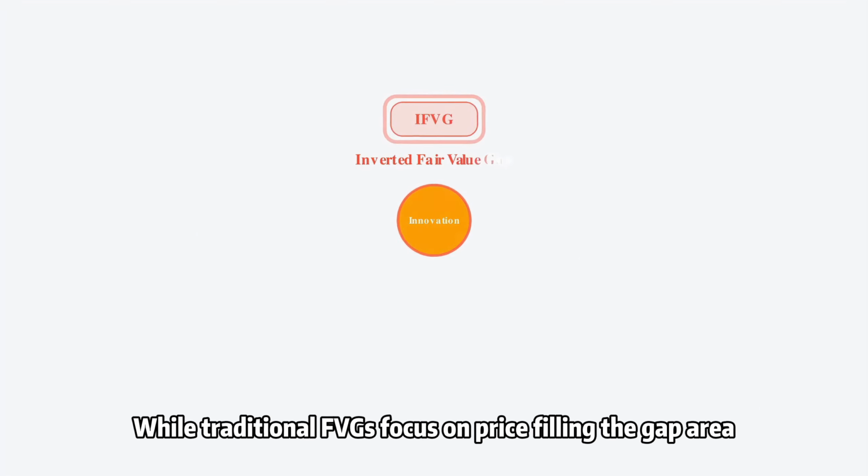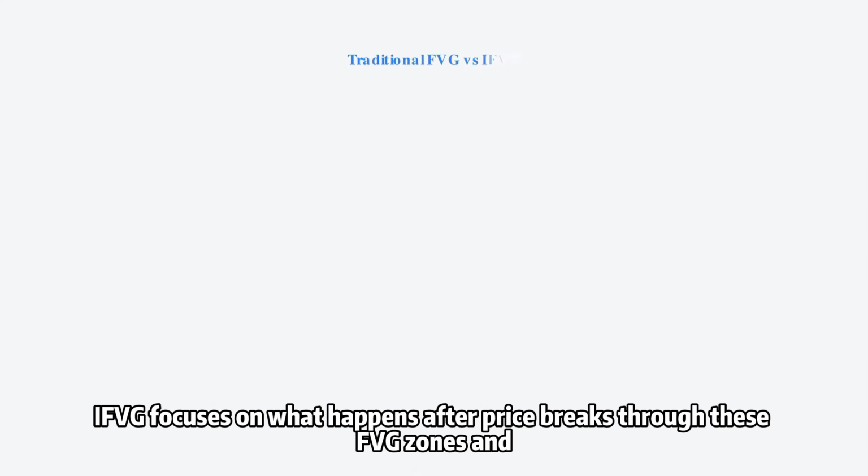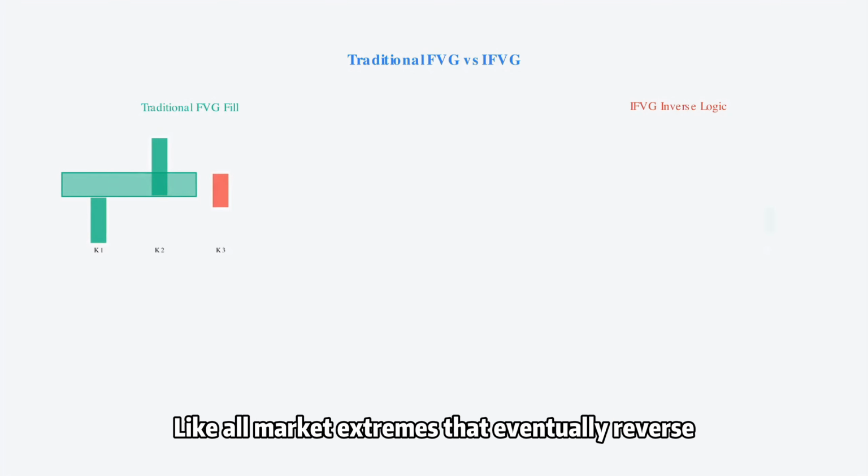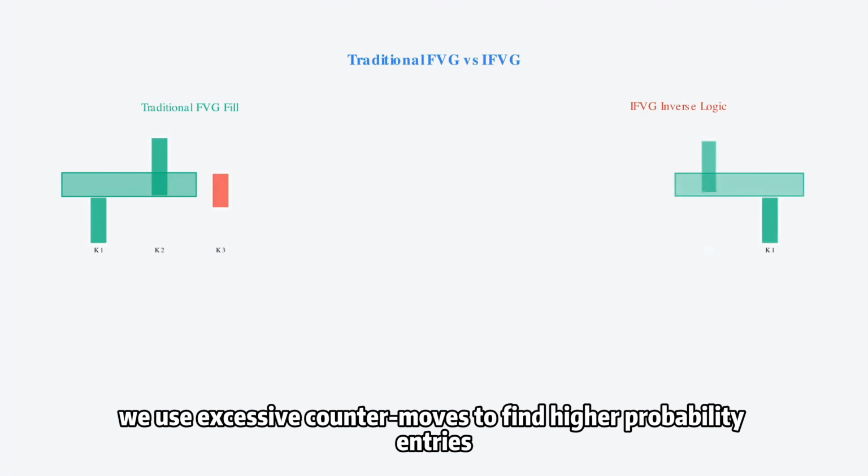IFVG, the inverted fair value gap, extends the traditional IFVG concept. While traditional IFVGs focus on price filling the gap area, IFVG focuses on what happens after price breaks through these IFVG zones and continues trending, like all market extremes that eventually reverse. We use excessive counter moves to find higher probability entries.